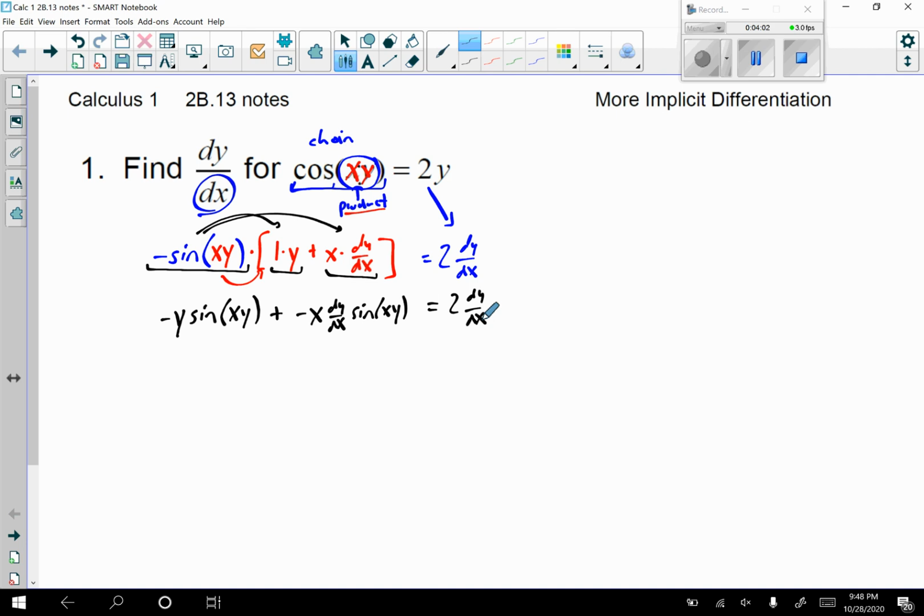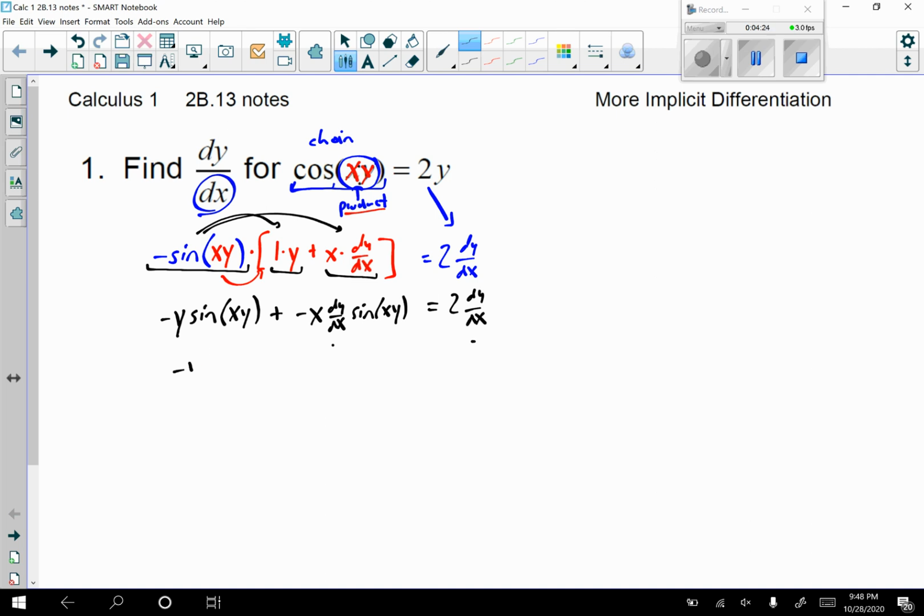It does not matter how the terms are made up. We're going to do the same process. We're going to get the dy/dx terms on the same side, factor it out, and divide. That's all we're going to do. It doesn't matter how complicated it is in there. There's trig functions, there's xy inside. It's all just math pieces, okay? So shouldn't matter what it looks like.